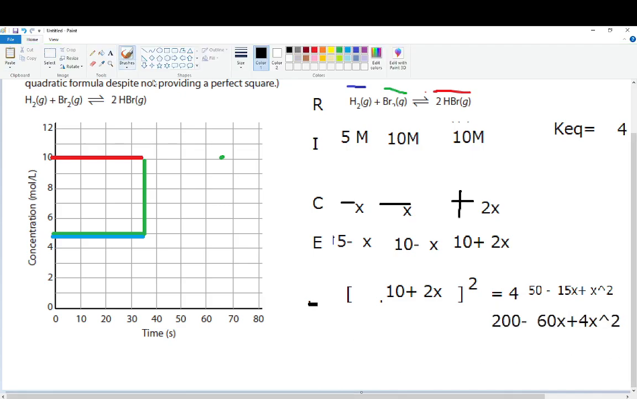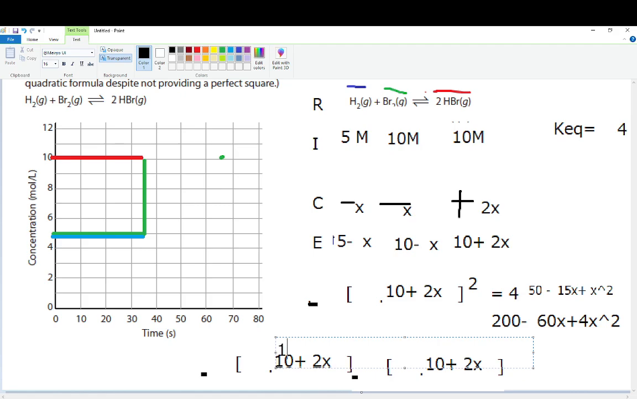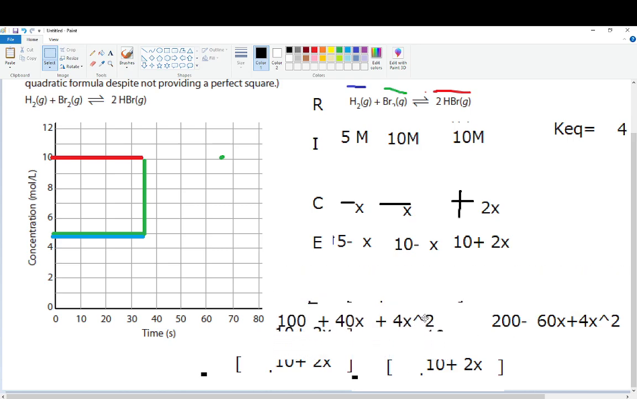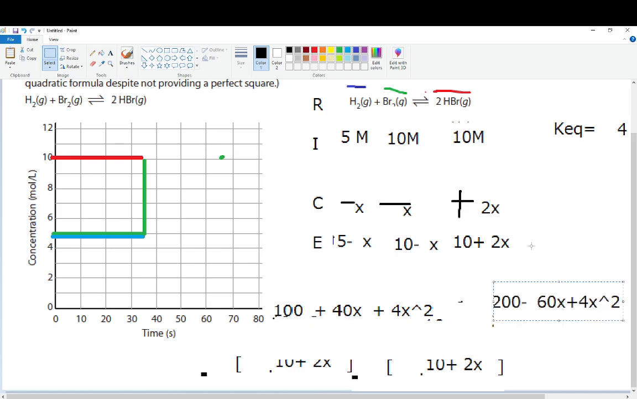When I expand this one on top, it's that times itself. And I FOIL it or distribute it. I get 100 plus 40x. It's plus 20x plus 20x plus 4x squared. That 4x squared on both sides of the equation is what's going to allow me to solve this without the quadratic formula. So this is what I get on the left side. This is going to be equal to that.